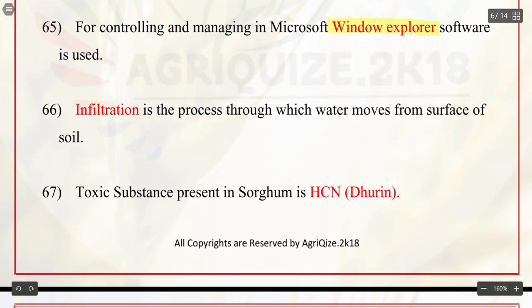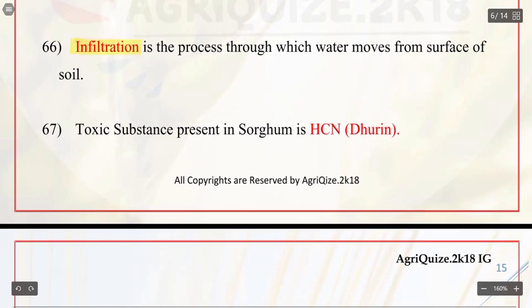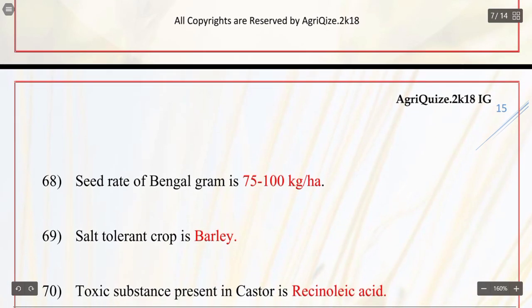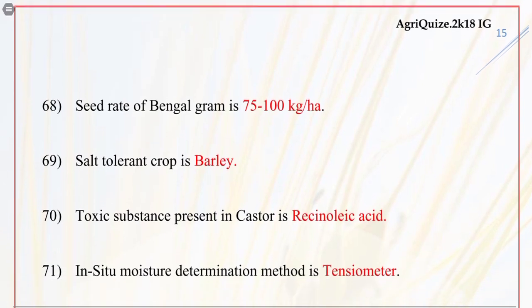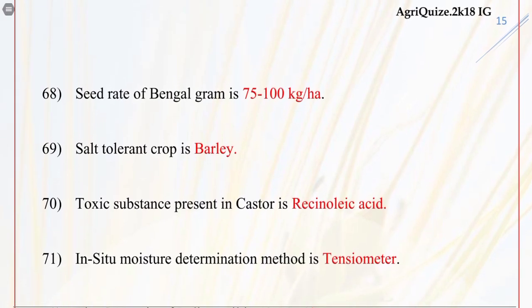Question number 66. Infiltration is the process through which water moves from surface of soil. Question number 67. Toxic substance present in sorghum is HCN dhurin. HCN is hydrogen cyanide. Question number 68. Seed rate of Bengal gram is 75 to 100 kilogram per hectare.